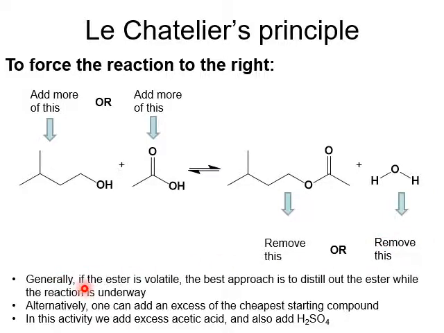Generally, if the ester is volatile, the best approach is to distill out the ester while the reaction is underway. So if you remove this one, it should have a lower boiling point than water. So therefore, it's easier to remove this one. Then you remove it by distillation, and the reaction wants to proceed to make more. Think about it as it's getting stuck, right? And it prohibits the movement forward. Alternatively, one can add an excess of the cheapest starting compound. But in this activity, we add excess acetic acid and also add H2SO4, which, like I said, is kind of like a catalyst.